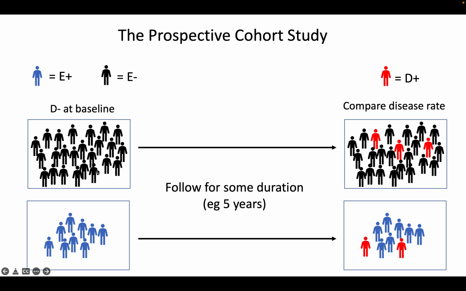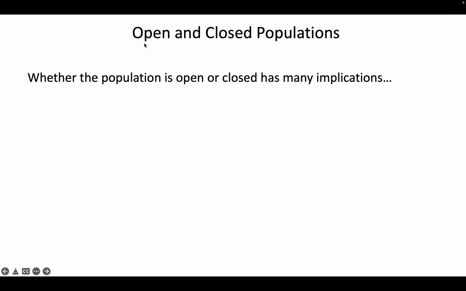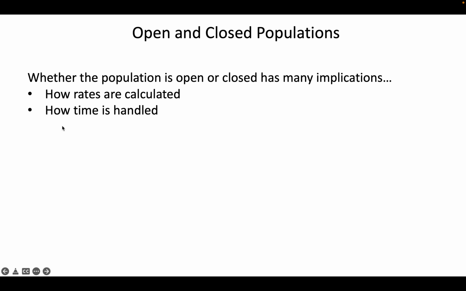I'm going to separate this further just quickly to talk about incidence density versus cumulative incidence, just because that has a little bit of influence on how you will analyze the data. So to talk about that, I need to first mention the difference between an open and a closed population, which has some implications mostly for how rates are calculated and whether a rate can be calculated, how time is handled or not handled, and whether exposure status is allowed to change, so whether someone can go from exposure negative to positive or vice versa.